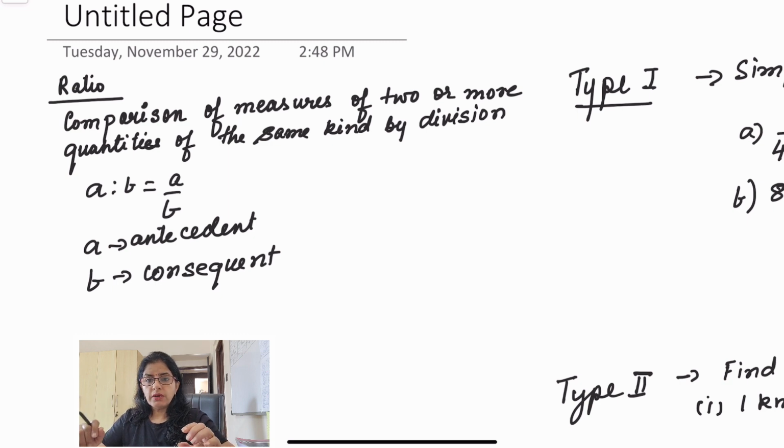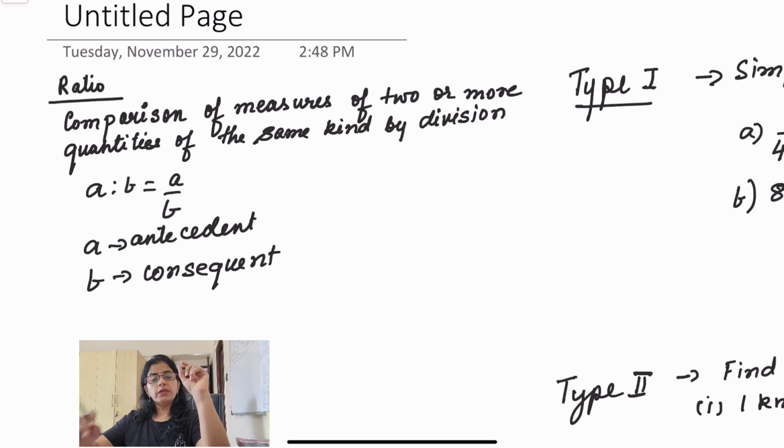Now let's first understand the definition. Ratio is a comparison of measures of two or more quantities. Many children get confused that it is only with two quantities. No, it's not like that. It can be A is to B is to C is to D is to E. It can be more quantities also, where the first is called the antecedent and the last one is called the consequent.